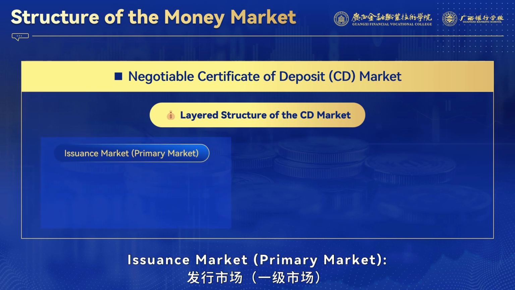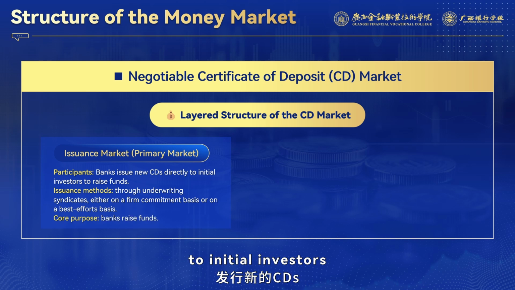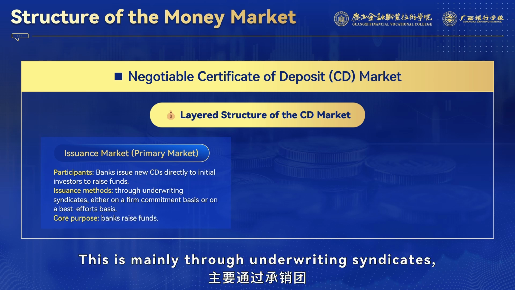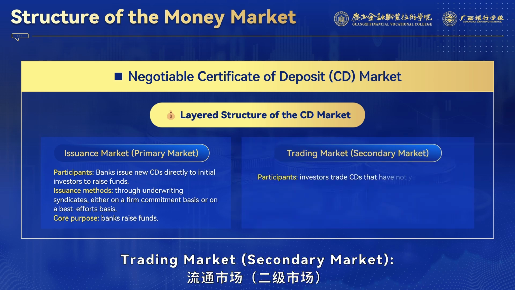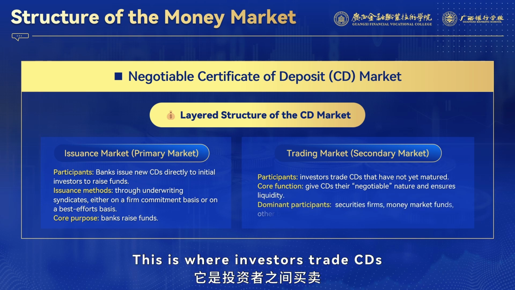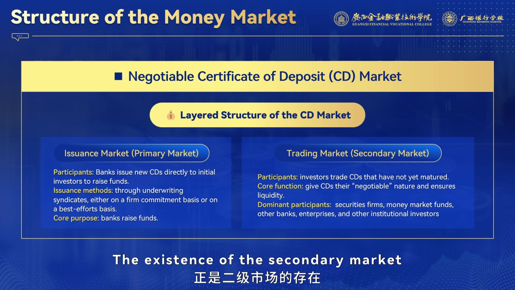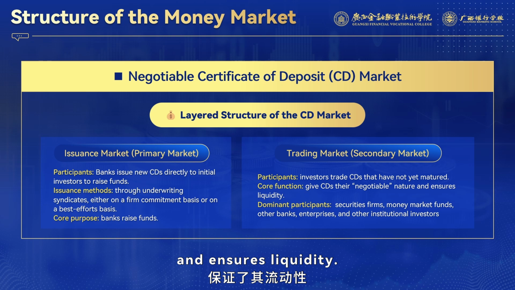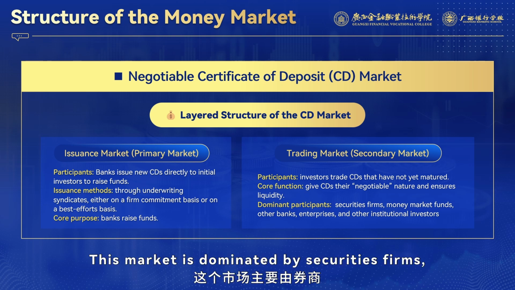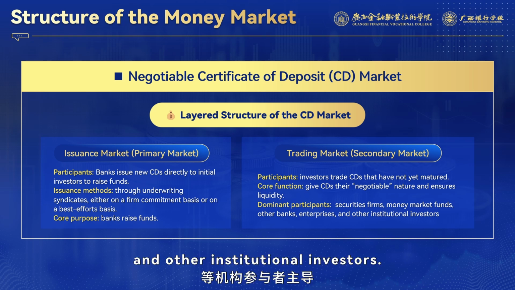Issuance market, primary market. In this market, banks issue new certificates of deposit directly to initial investors to raise funds. This is mainly through underwriting syndicates, either on a firm commitment basis or on a best efforts basis. Trading market, secondary market. This is where investors trade certificates of deposit that have already been issued but have not yet matured. The existence of the secondary market gives certificates of deposit their negotiable nature and ensures liquidity. This market is dominated by securities firms, money market funds, other banks, enterprises, and other institutional investors.